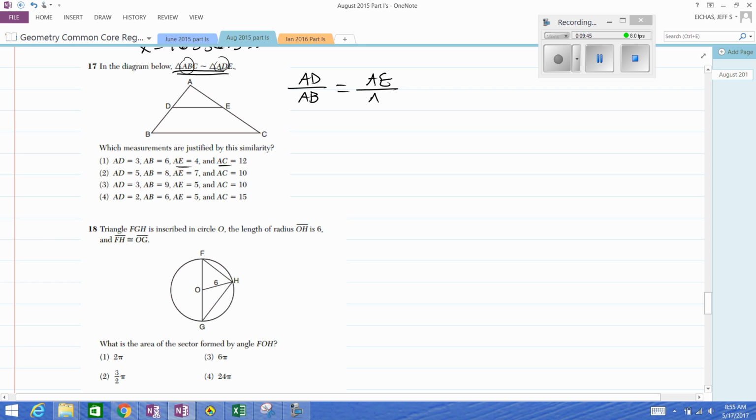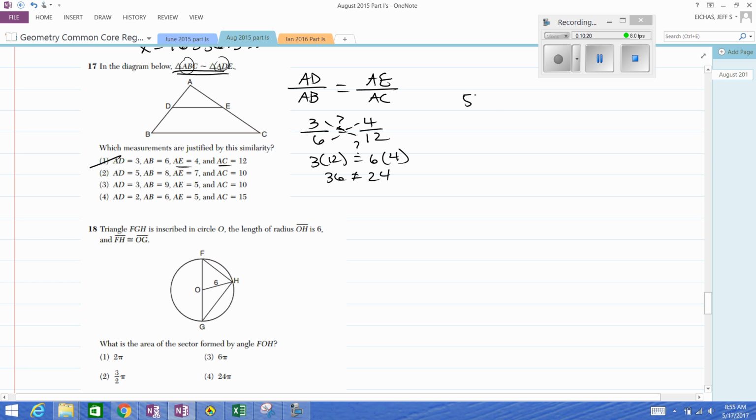There we go. So now we're just going to test all the proportions, and we're going to see which one's cross products are equal. So here we go. 3 is to 6 as 4 is to 12, question mark. When you cross multiply, you get 36. We can see that one's not going to work. 36 is not equal to 24, so we get rid of it. This is just going to take a little bit of a grind. There's probably a better way, but this is the way I chose.